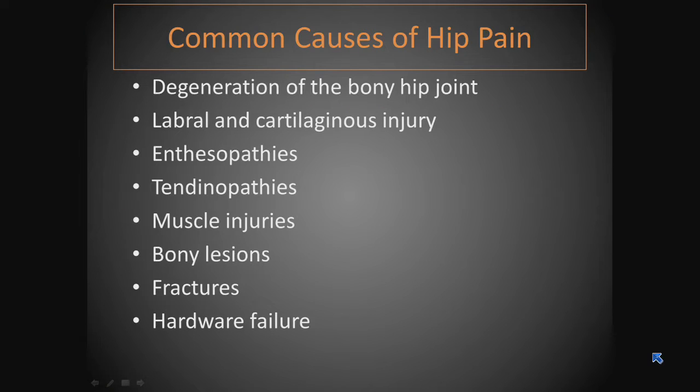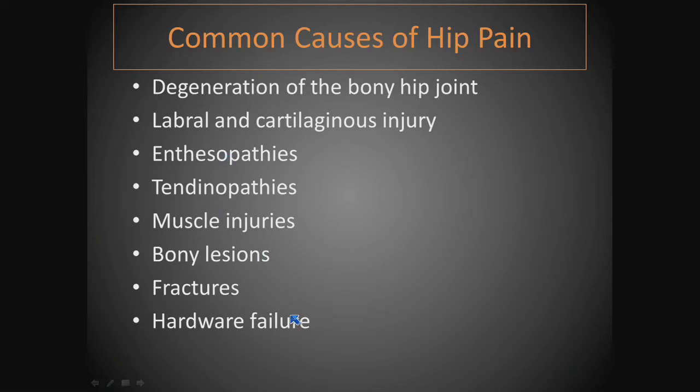There are many common causes of hip pain. You can have degeneration of the bony joint. You can have labral cartilaginous injuries. Enthesopathies, which is the insertion of a muscle into a bone in the absence of a tendon. You just have the muscle fibers going directly into the bone. The enthesis can become inflamed. And just like you get a shin splint when you've been running for a while, that pain in the anterior shin, you can get that same exact kind of pain at the level of these pelvic girdle muscles, the gluteal muscles and other muscles that insert directly into bone that become inflamed and can be quite painful.